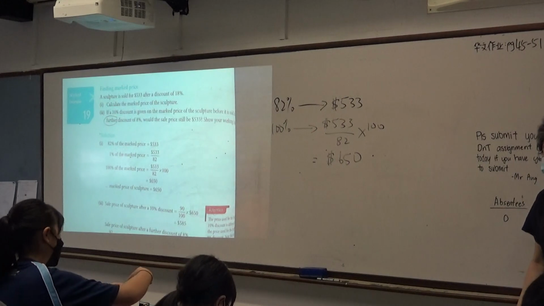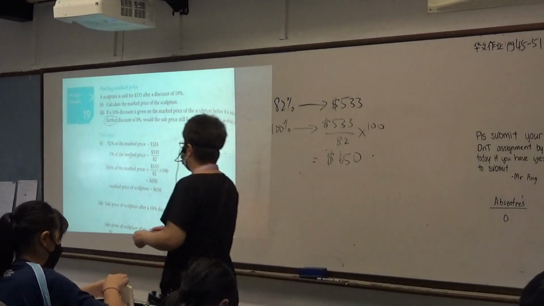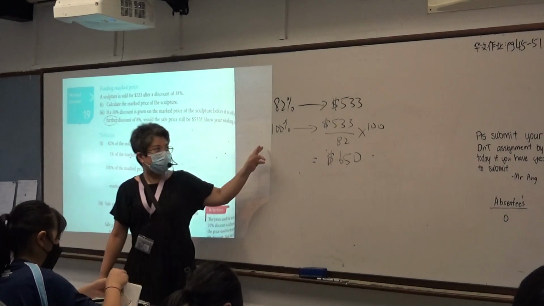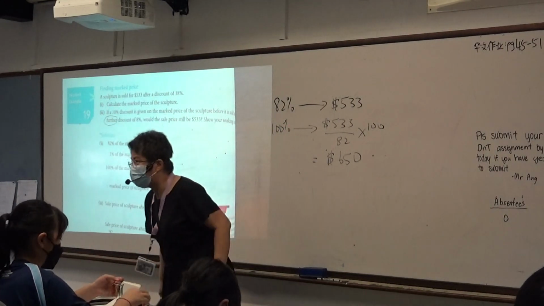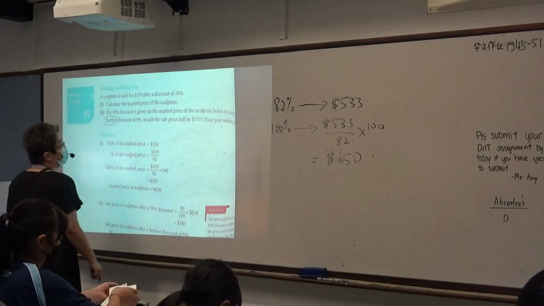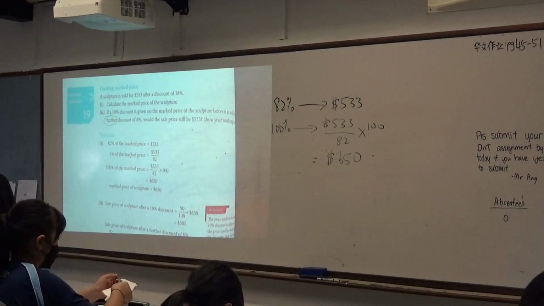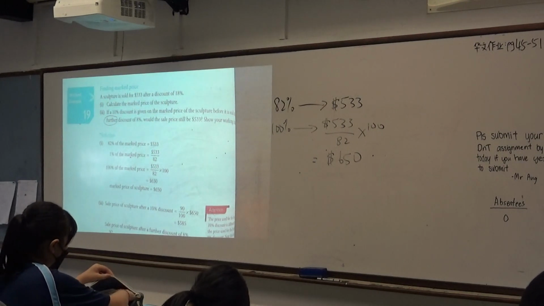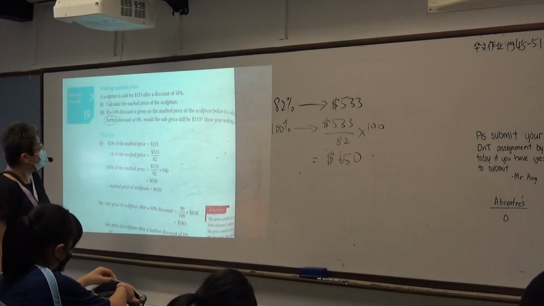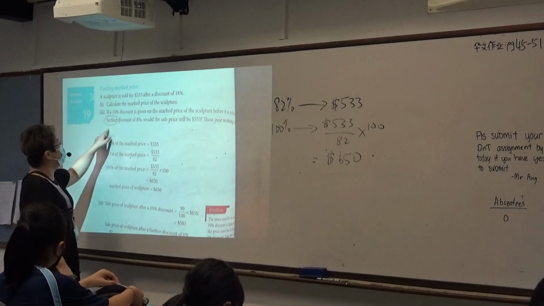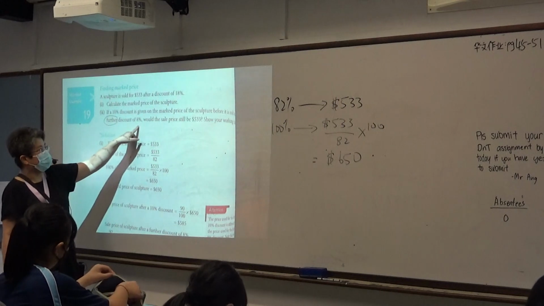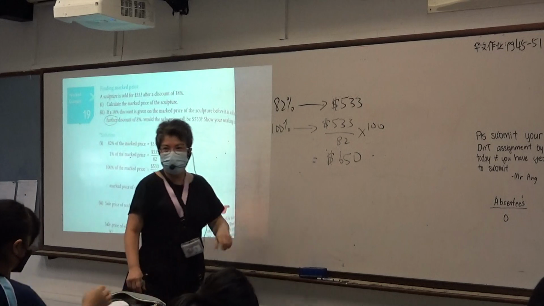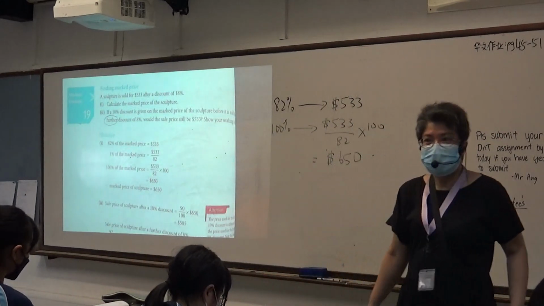Are we clear? It's essentially the same way as the textbook, but the thing is that I always use this method and it works. And what must you do? You must put arrow. Understand? Okay, now next. So we already know that the mark price is $650. If a 10% discount is given on the mark price of the sculpture before it is sold at a further discount of 8%, would the price still be $533? Show your working here. You understand what I'm talking about?